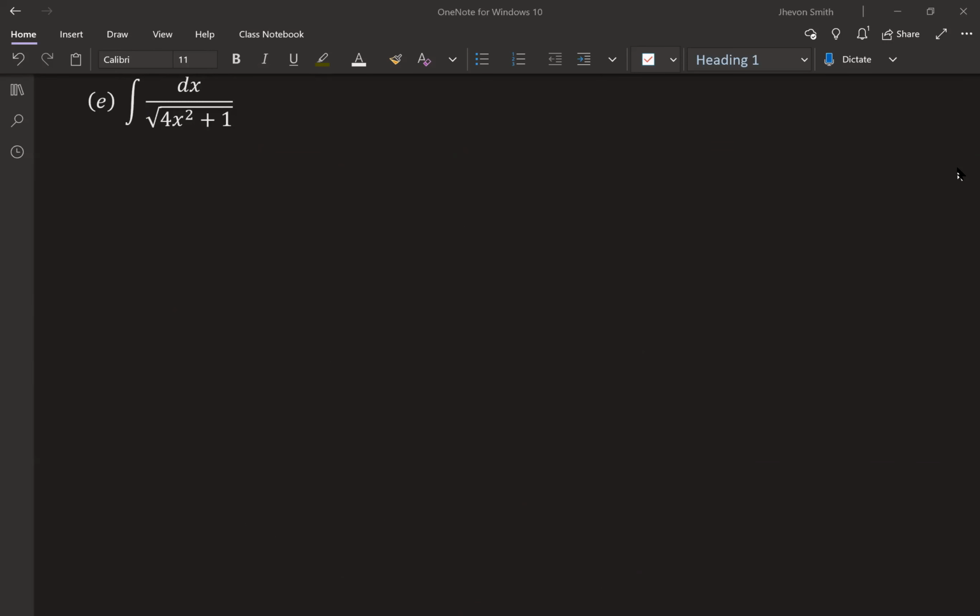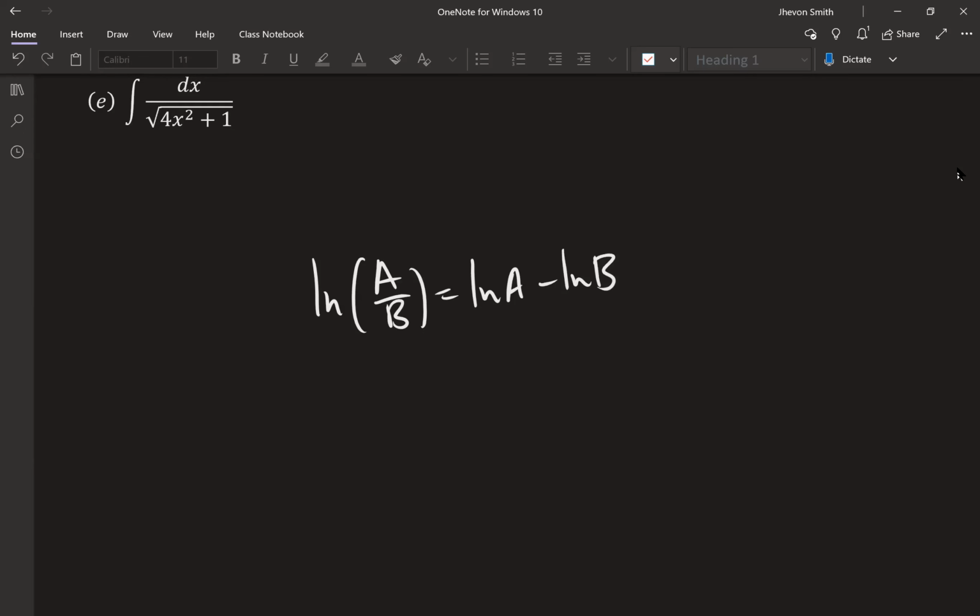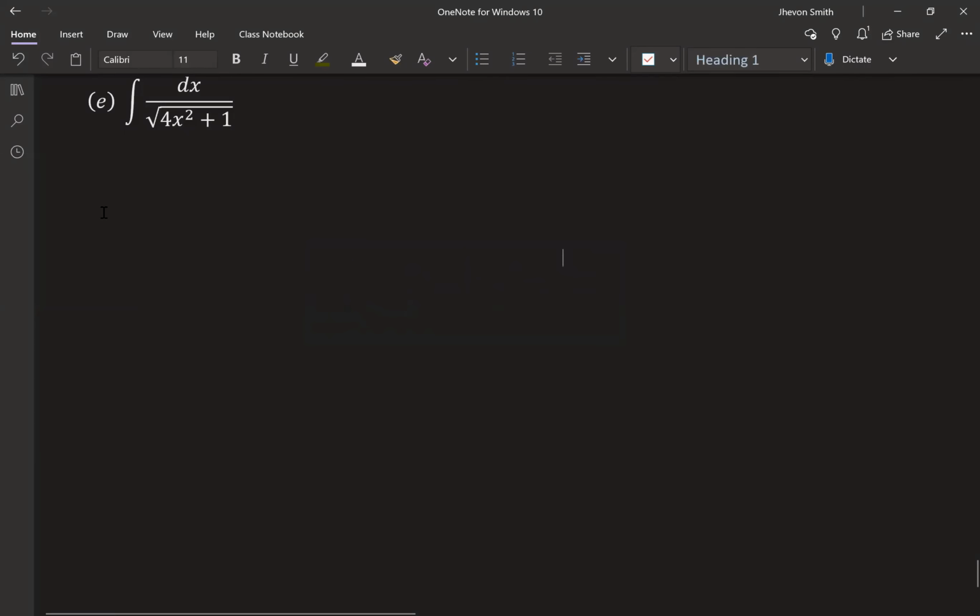Yes, that's a basic law of logarithm. ln of a divided by b is ln of a minus ln of b. And that works for any log, not just the ln. All right. Next one. What do we do here?